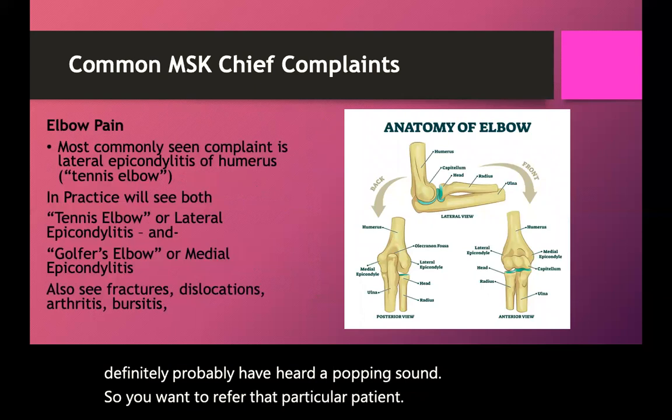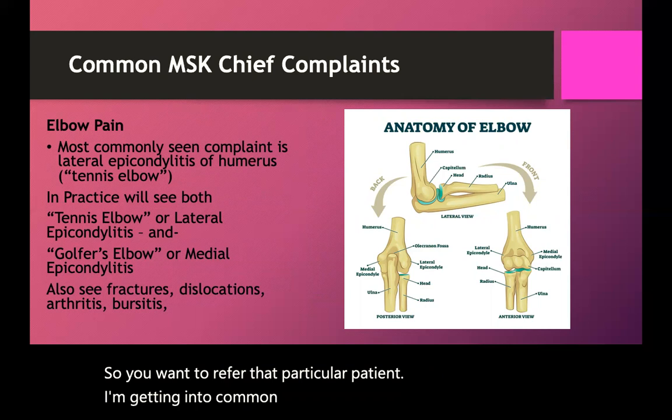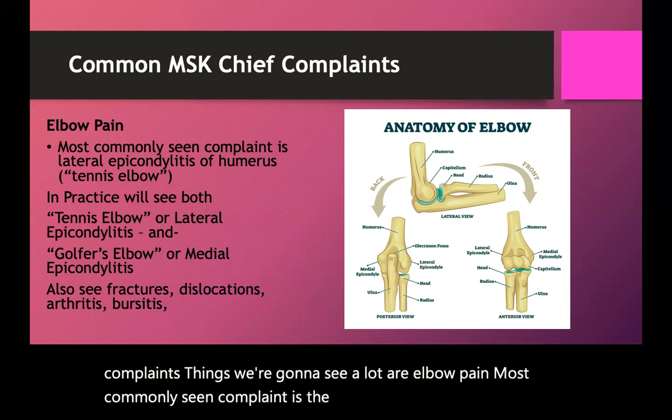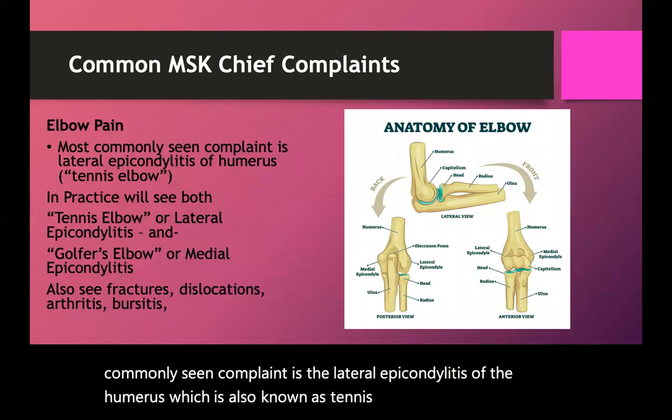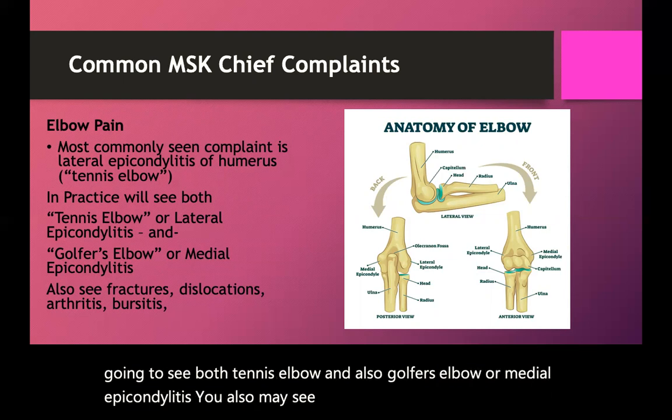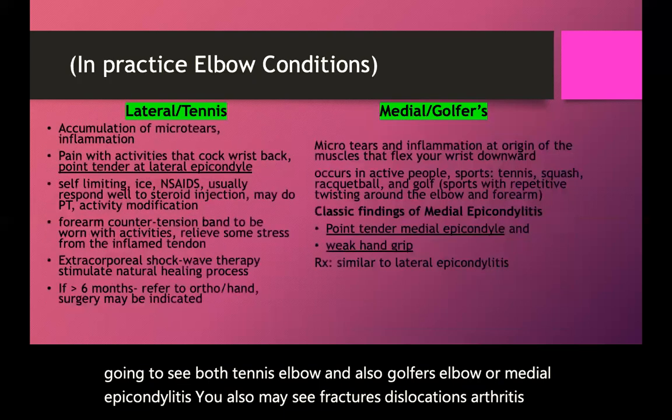Getting into common musculoskeletal chief complaints, things we're going to see a lot are elbow pain. Most commonly seen complaint is the lateral epicondylitis of the humerus, which is also known as tennis elbow. In practice, you're going to see both tennis elbow and also golfer's elbow or medial epicondylitis. You also may see fractures, dislocations, arthritis, and bursitis.